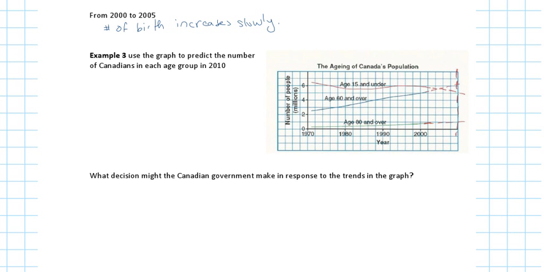Let's start with the age 80 and over. What can you tell me about that? They're all lower now. Okay. But what's happening to that trend over time? They're slowly increasing, right? So they're increasing, and we now have almost 1 million people who are over 80.